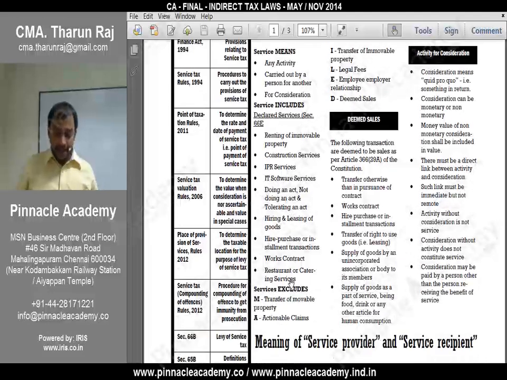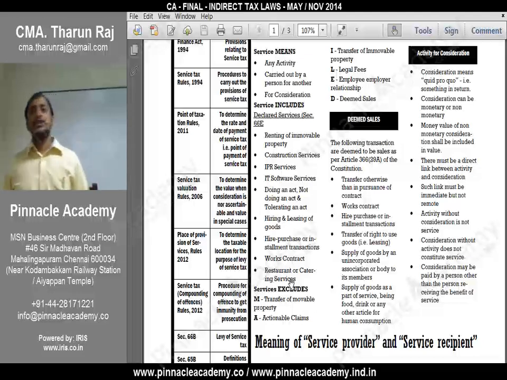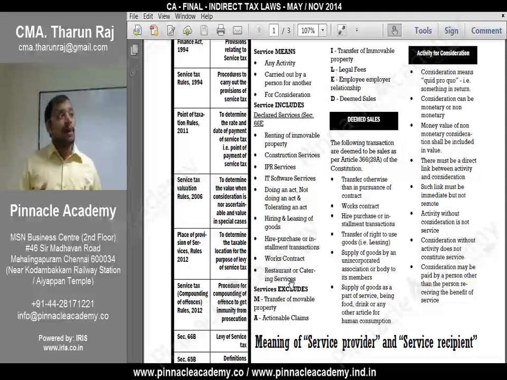Next. Activity for consideration. Already discussed: what is the meaning of consideration and how consideration should be? It should be direct and it should be immediate. Activity without consideration is not service and consideration without activity is also not service. Then we forgot to discuss one point, that consideration can be moved by a person other than the service recipient.